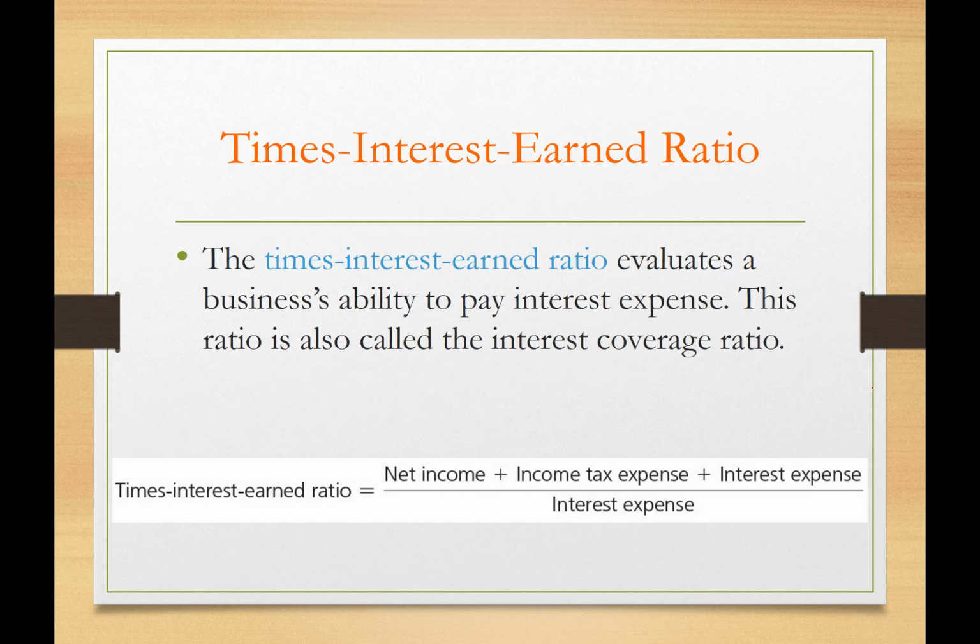Obviously, that means when you have a high ratio, the company is able to meet its interest obligations because hopefully earnings are significantly greater than our annual interest obligations. So higher the better here.